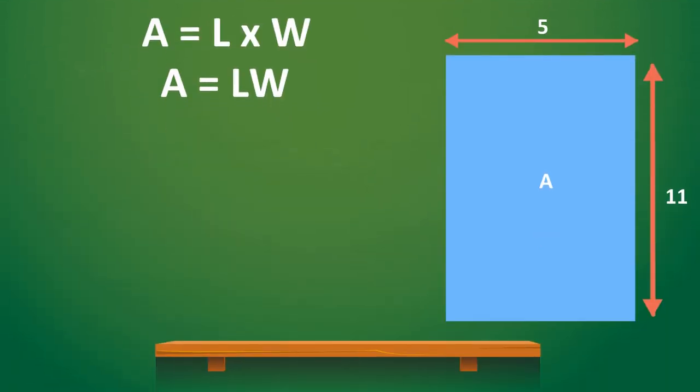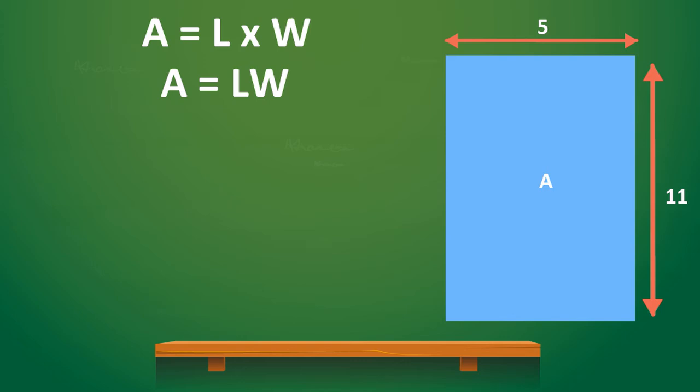Okay, try this one by yourself. Follow exactly the same steps as we did before. I've just changed the numbers of the length and the width. Look at the formula, put in the numbers that you know, and solve the missing piece. Pause the video and give it a try.